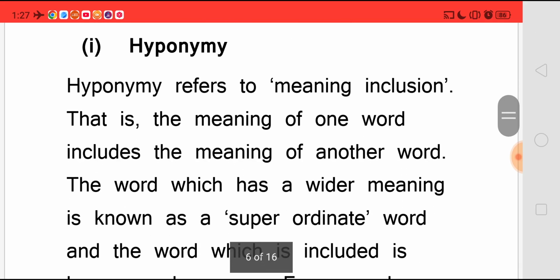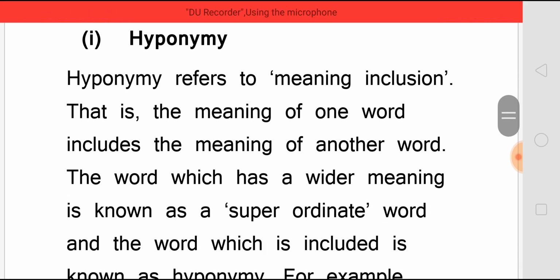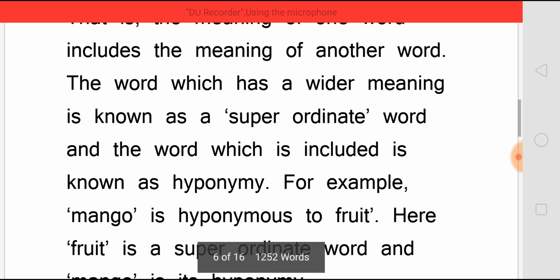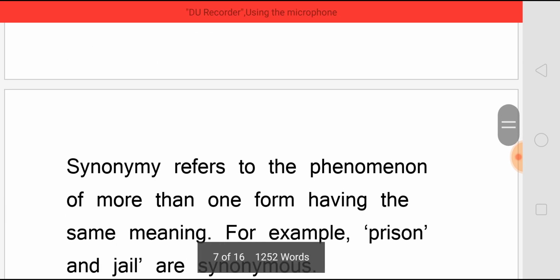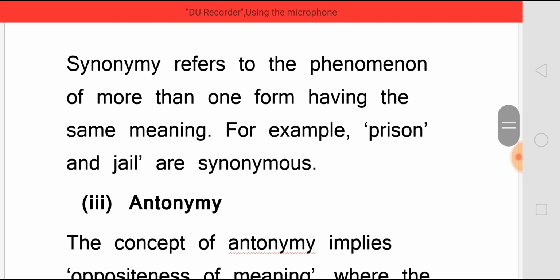Now, hyponymy refers to a meaning inclusion, that is, the meaning of one word includes the meaning of another word. The word which has a wider meaning is known as a superordinate word, and the word which is included is known as hyponym. For example, mango is hyponym to fruit. Here, fruit is the superordinate word and mango is its hyponym. Then we have synonymy. Synonymy refers to the phenomenon of more than one form having the same meaning. For example, prison and jail are synonymous because they mean the same.